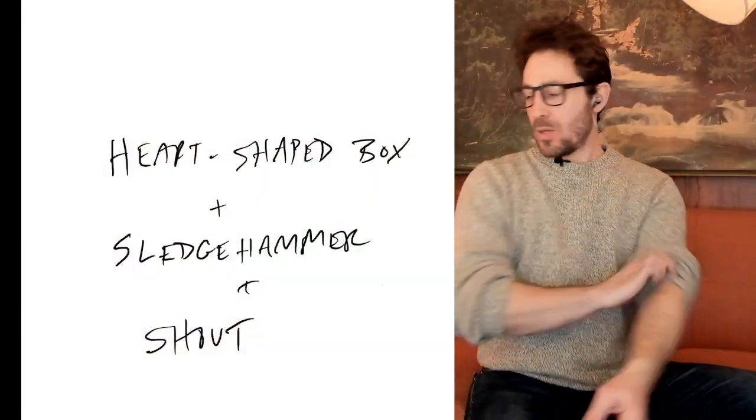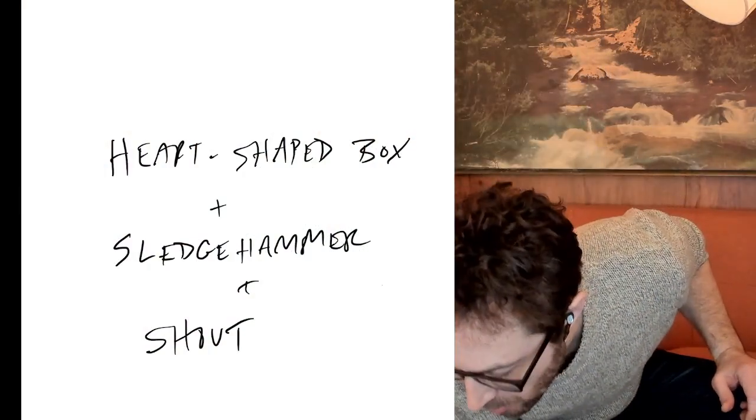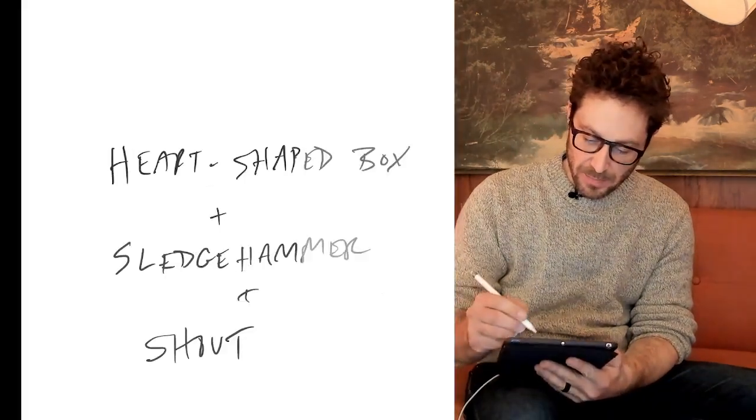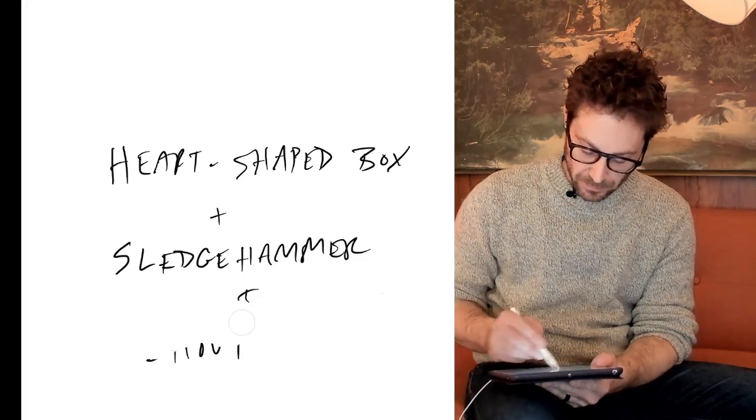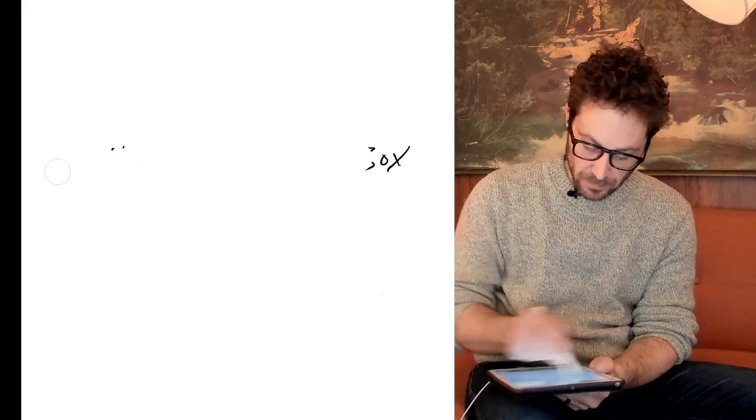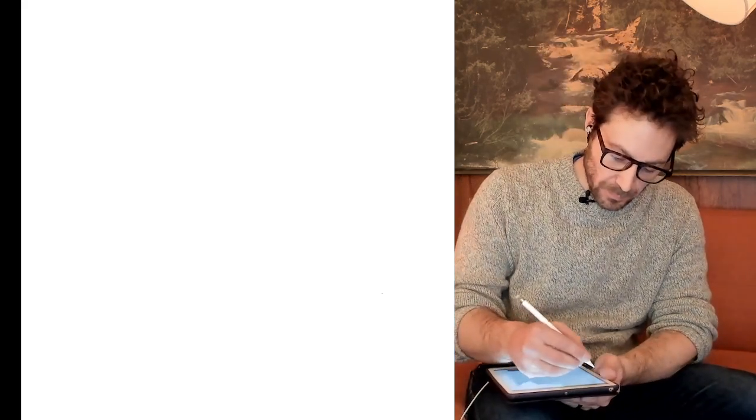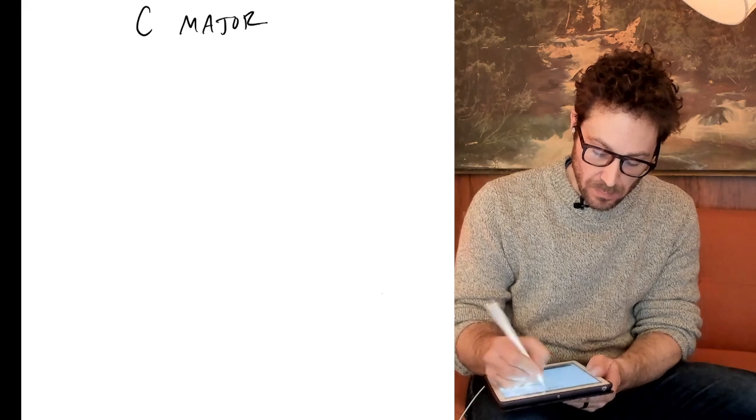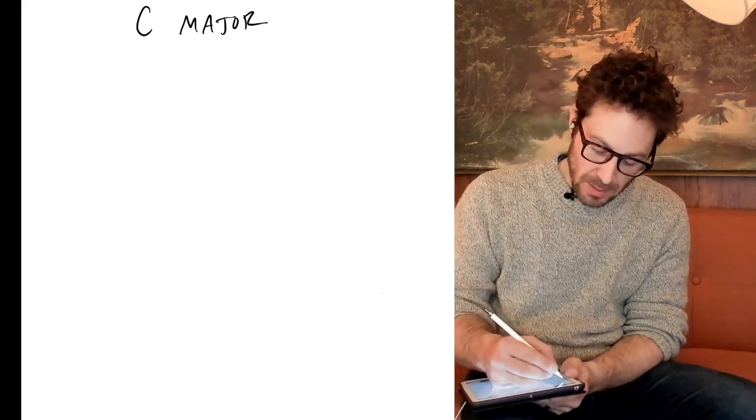Now let's theorize. Okay. Let's take a look here. What's going through my head as I'm steering the car through that heart-shaped box forest? Let me just clear this. Let's see. Let's do C major. Here comes the lesson. C major, let's first get that.